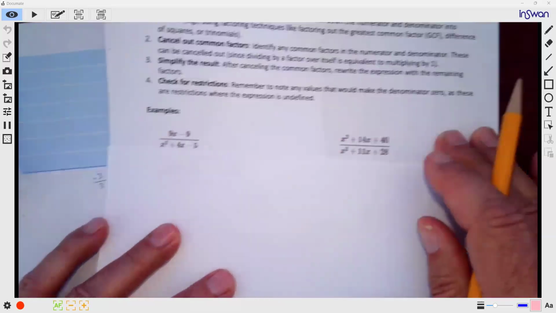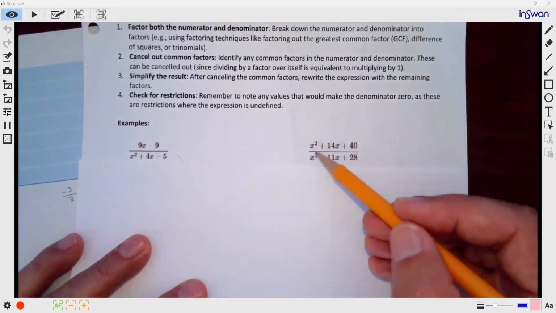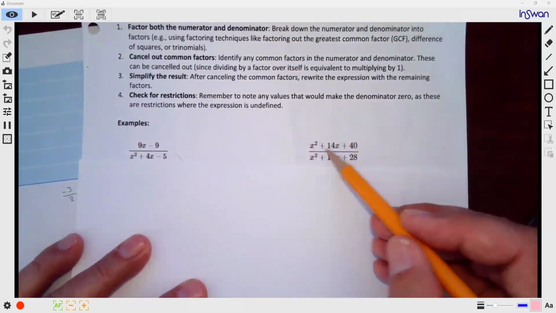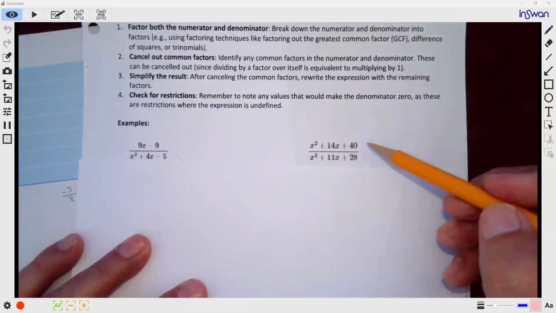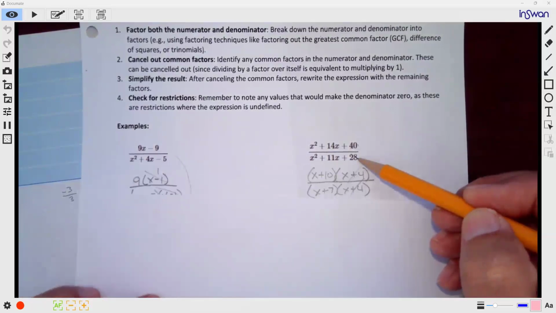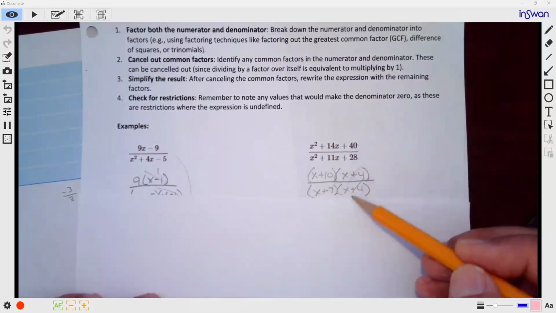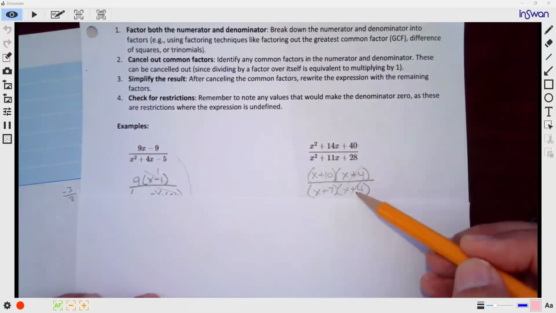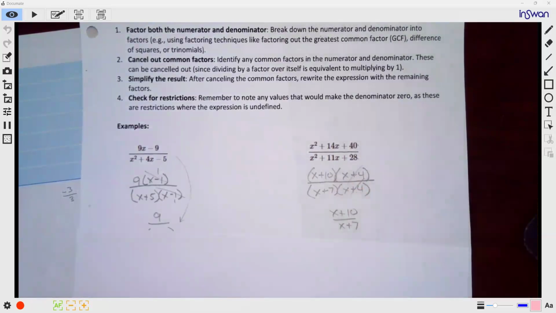Okay. Likewise, again, factoring, these are trinomials. I cannot cancel these x squareds. Again, why? Because you have addition involved. Everything has to be multiplied. So if I factor the top and the bottom, here's the factorization. The common factors in the numerator and denominator are the x plus 4. If I cancel that out, what's left is the x plus 10 and the x plus 7.